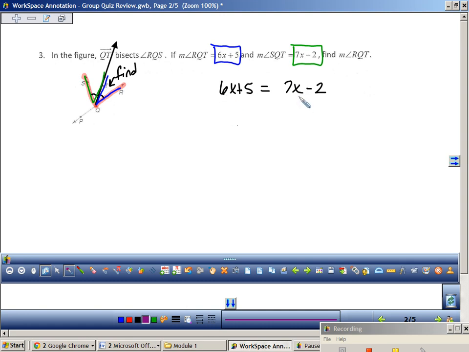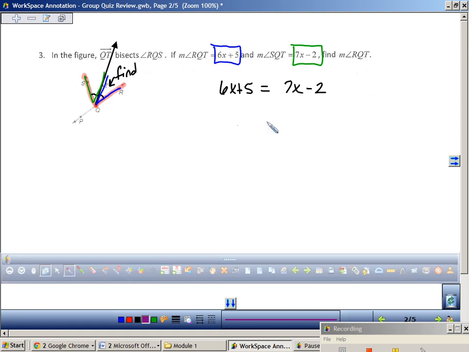I've got variables on both sides. How do you solve for x when you have variables on both sides? You can't solve for something when you have an unknown on both sides. You've got to have variables on one side, constants on the other.